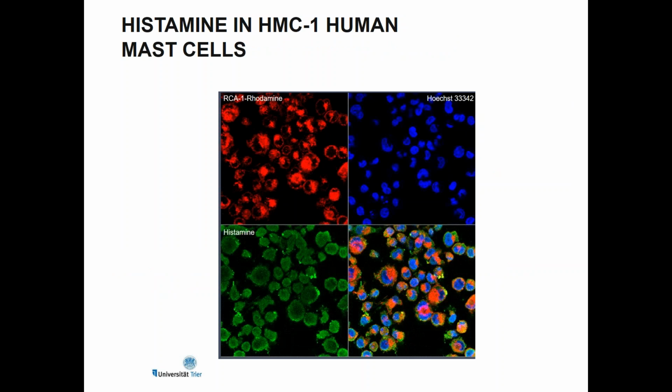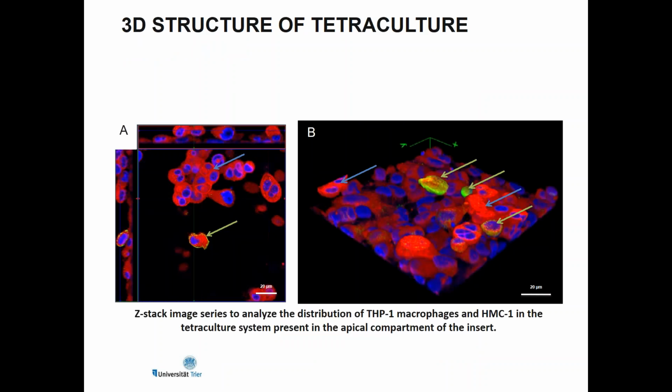I said in the system there are mast cells. These are cells that produce and release histamine. In the lower left panel, you see in green immunostaining against histamine, meaning that our mast cells also produce histamine as they are supposed to do.